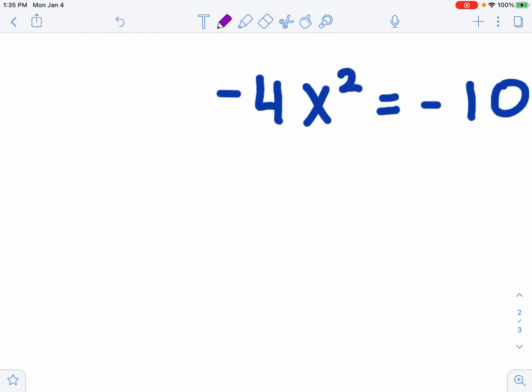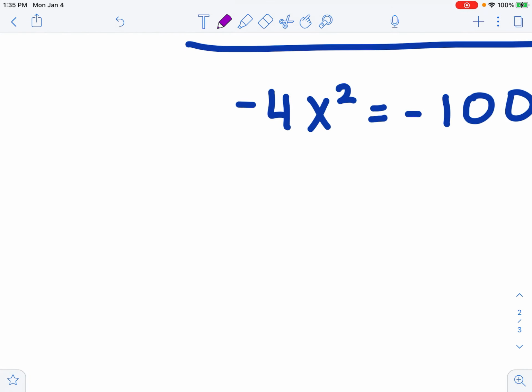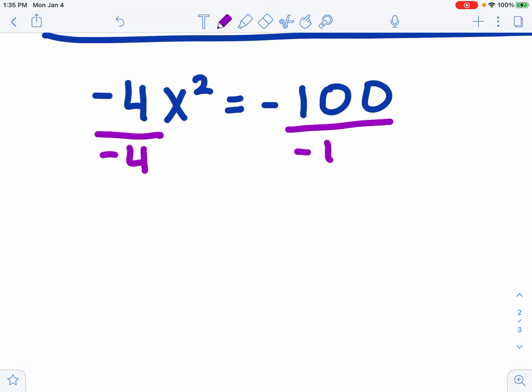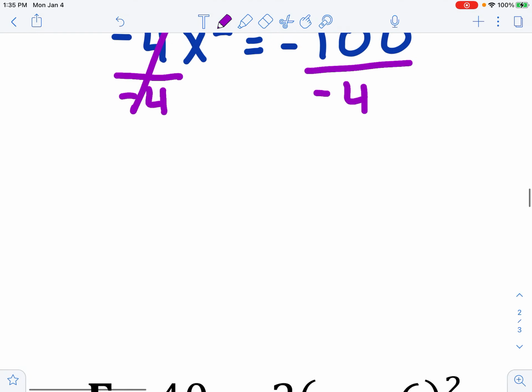Now I need to get x squared by itself still. People will say, oh, square root. You cannot square root until x squared is by itself. I have to get this by itself before I can square root. So how do I get rid of that negative 4? I divide by negative 4. So now I have x squared is equal to 25.